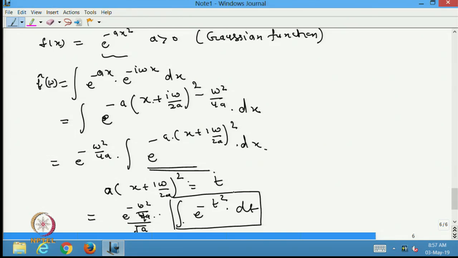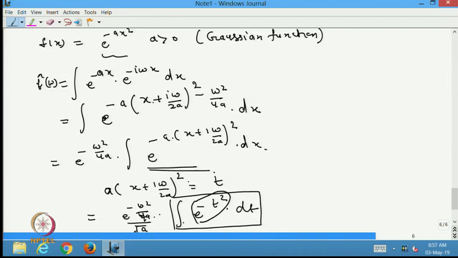We all know this is under root pi, but if you ask me how to calculate it, because we do not know the antiderivative of this function, in that case some special techniques are devised to calculate this kind of integral, based on Taylor series etc. That is just for your knowledge. So, f at omega will be under root pi by a e to the power minus omega square by 4a. Okay. So, this will be the Fourier transform of a Gaussian function. Sorry, this under root sign will be, because this value is under root pi by under root a.